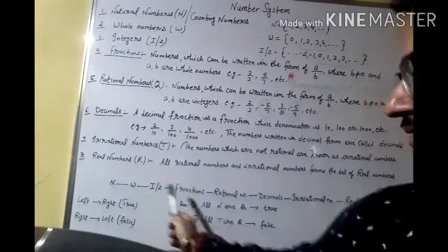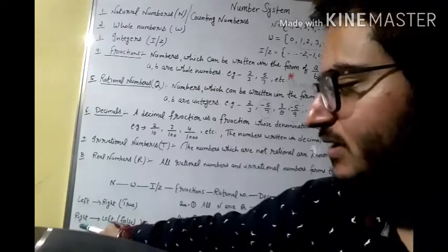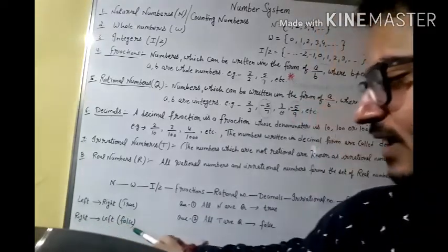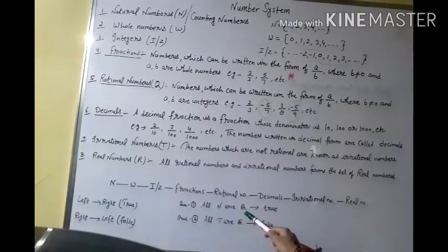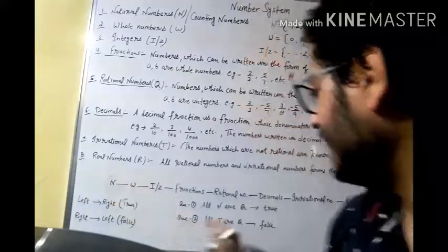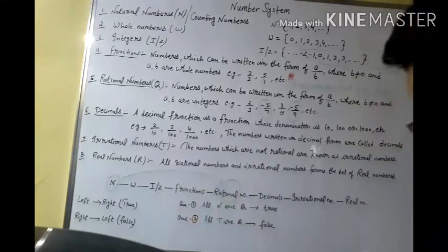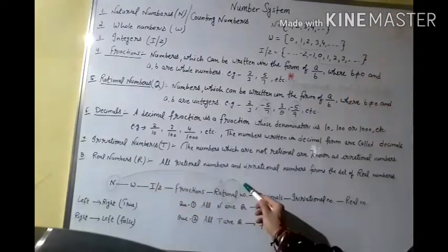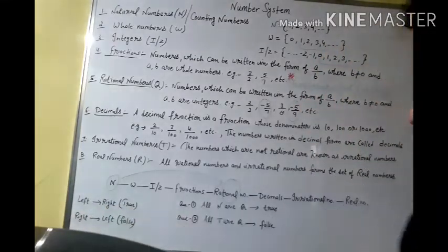The rule of this diagram is: when you move from left side to right side, all things will be true, and when you move from right hand side to the left hand side, all things will be false. So here comes question 1. All N are Q. N for natural numbers, Q for rational numbers. All natural numbers are rational numbers. Just look at this diagram. Natural numbers are here and rational numbers are here. All natural numbers are rational numbers. In this case, you are moving from left hand side to right hand side, and when we move left to right, all things will be true.